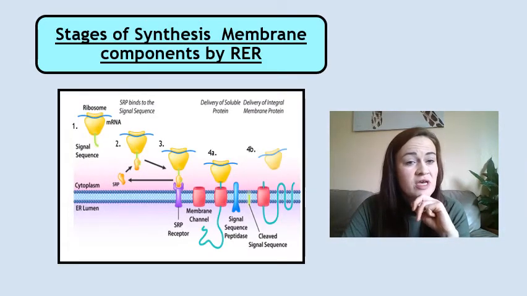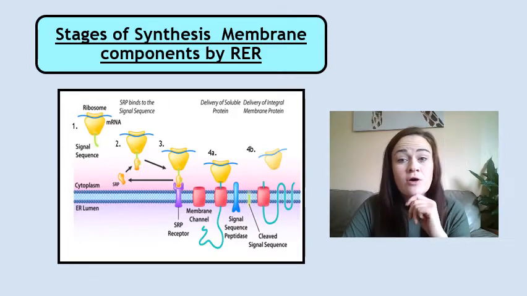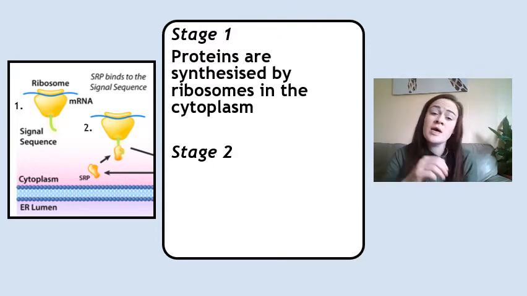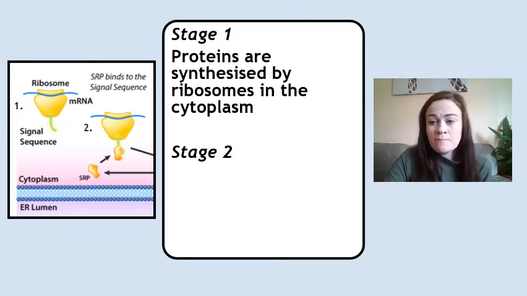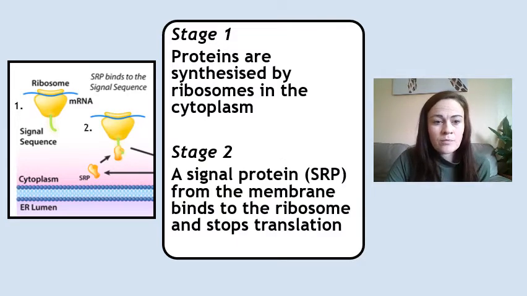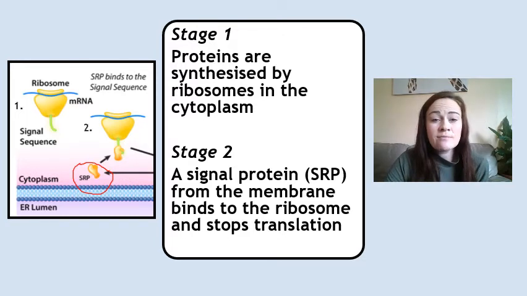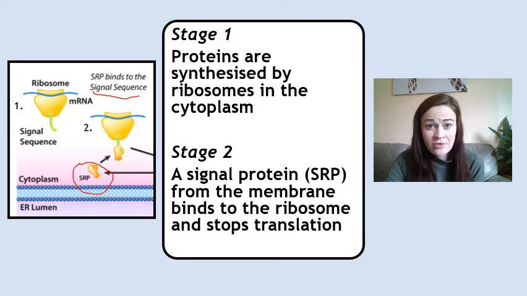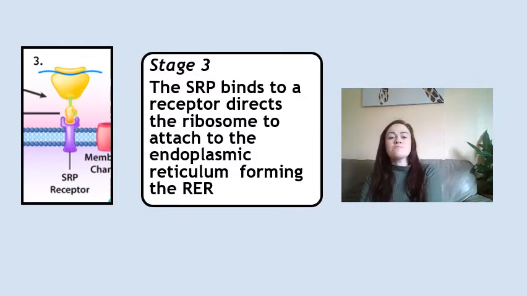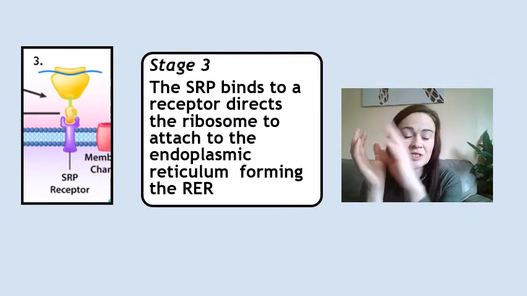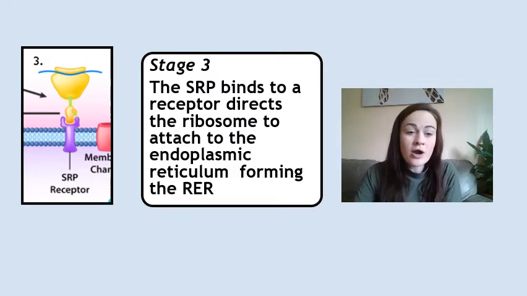Now, we're just going to go over the synthesis of the membrane component of the RER. Right, so stage 1, protein synthesis occurs in the ribosome that's floating in the cytoplasm. Then, if we look here, we've got an SRP, which is a signal recognition protein, and it comes and binds to the signal sequence, which stops translation at that point. This SRP that's bound to the receptor directs the ribosome to attach to the ER, forming the RER.